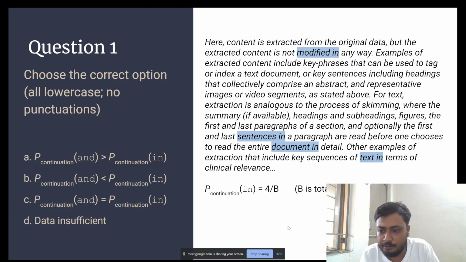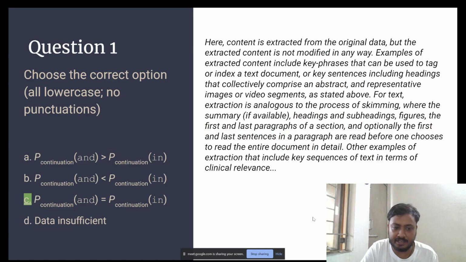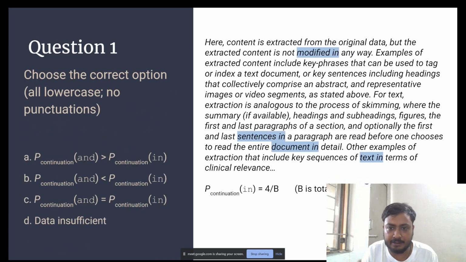Now we will look for "in". This is straightforward. There are 4 instances of "in", and all 4 are unique bigrams. So again, the probability is 4 by b, and that is why we can say that option C is the answer. So they are equal. This is a relatively easy starting point into these kinds of advanced smoothing models.